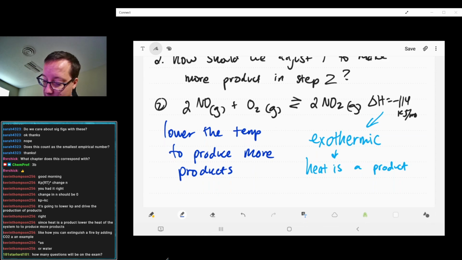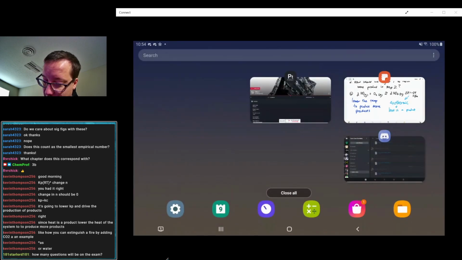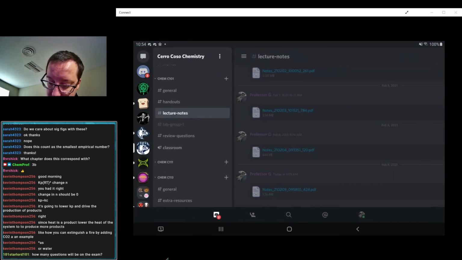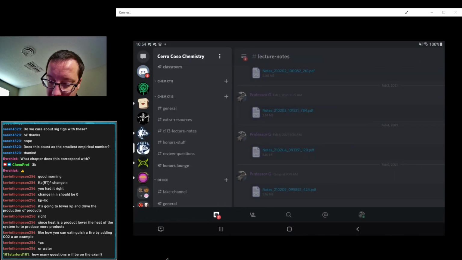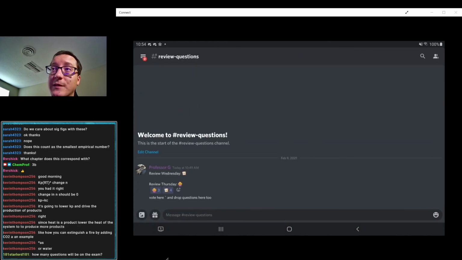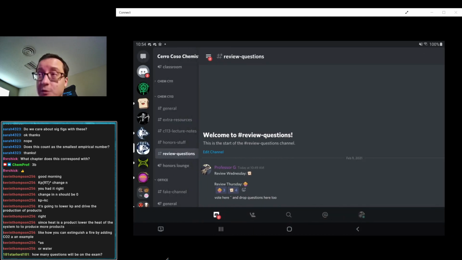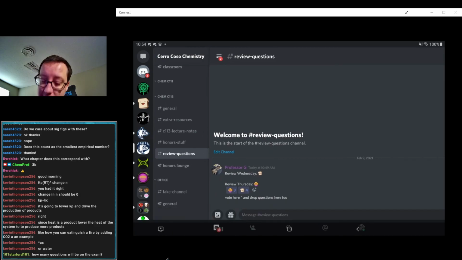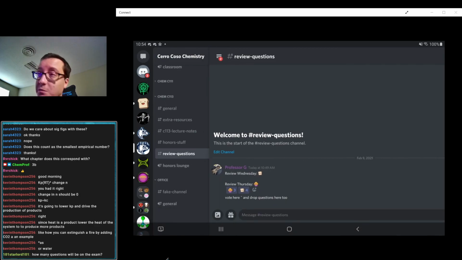Just for anybody who's not as familiar, if we go to Discord, it's right here in our review questions. I've put a little thing here. That's where the voting is. You just click the emoji that you want to vote for, and you'll also drop your questions there. That's under C113, under review questions. So that's where that's located.